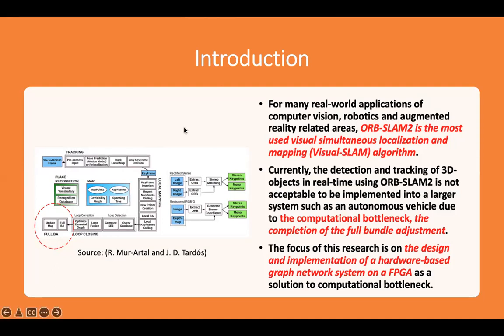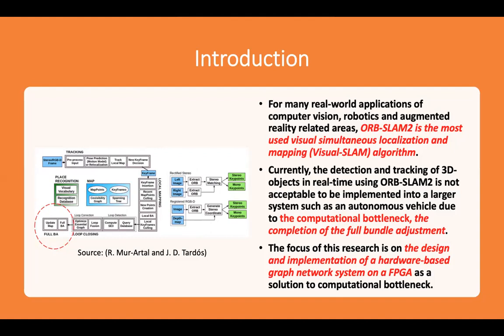Over to your left, we have a diagram of the ORB SLAM 2 algorithm. The part in red is the bottleneck that I'm talking about, the full bundle adjustment. Now, the focus of this research is on the design and implementation of a hardware-based graph network system on the FPGA as a solution to the computational bottleneck. So just a quick overview.